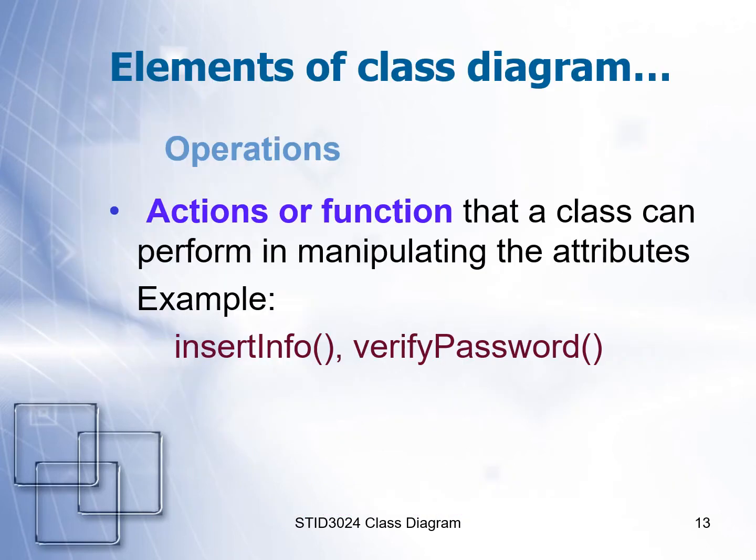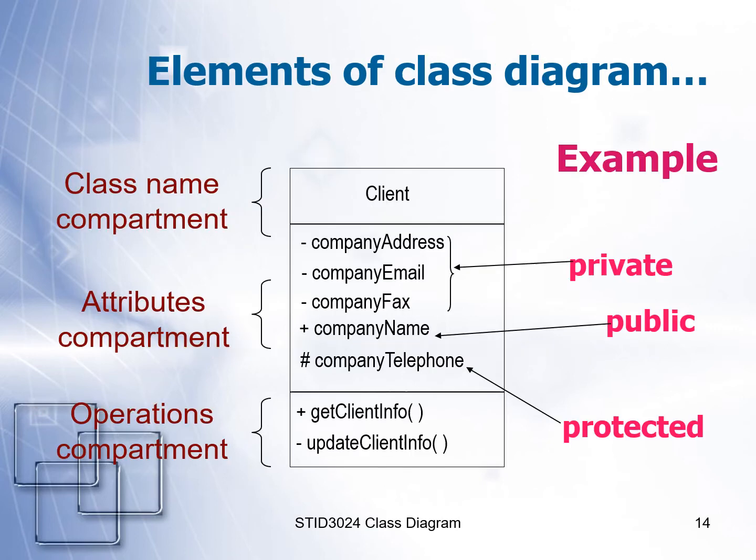Okay, the second element that you need to identify for your class diagram is the operation. Okay, what kind of processes that class can do, right? So you identify it and write it in the third part of the class diagram. Okay, whereby you give the name. Okay, you can specify whether it's a public or a private method.